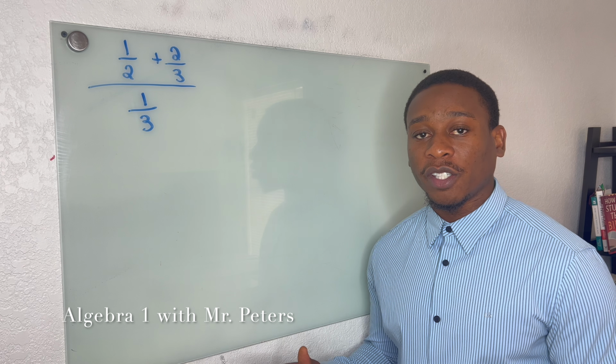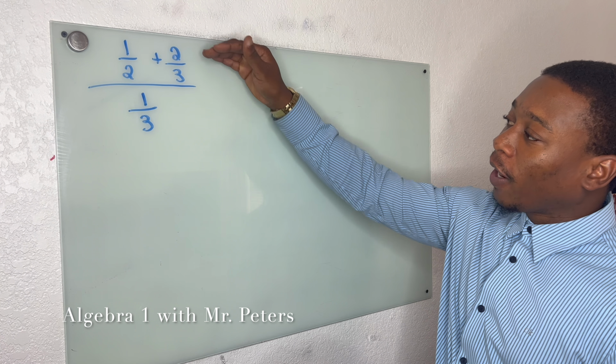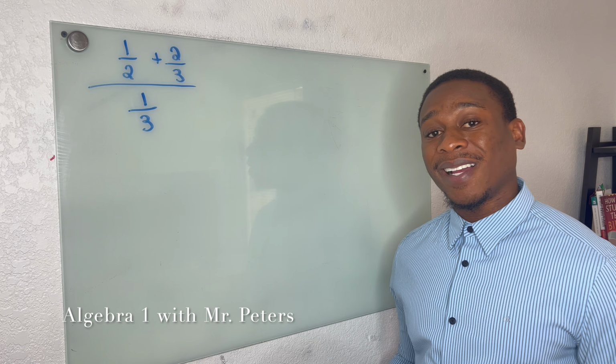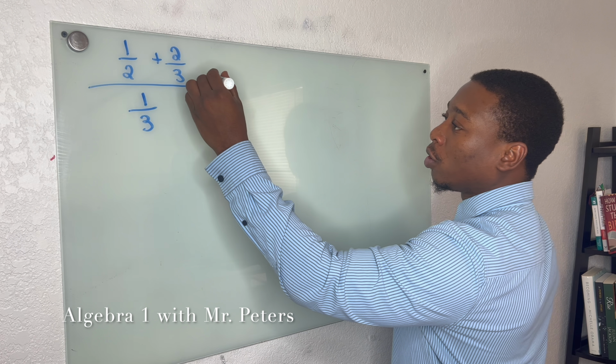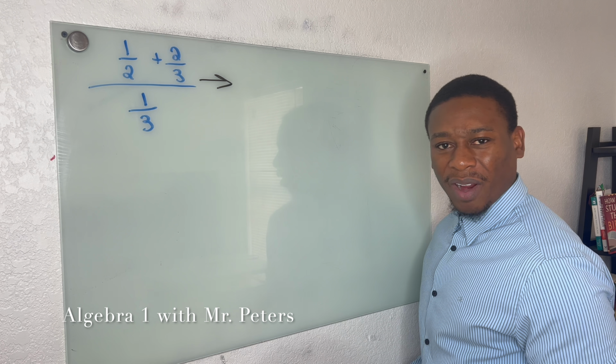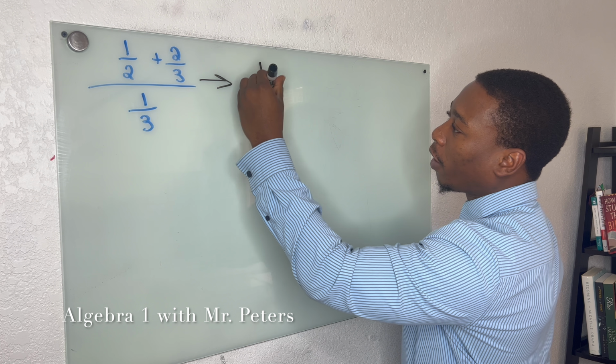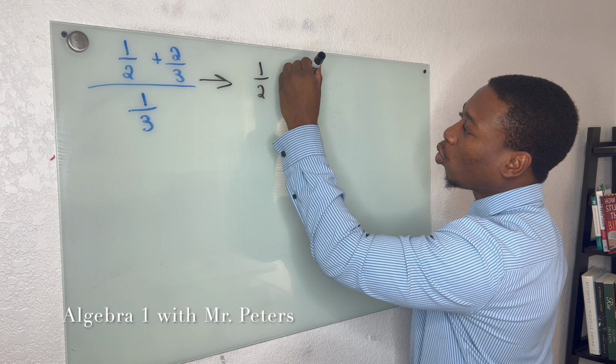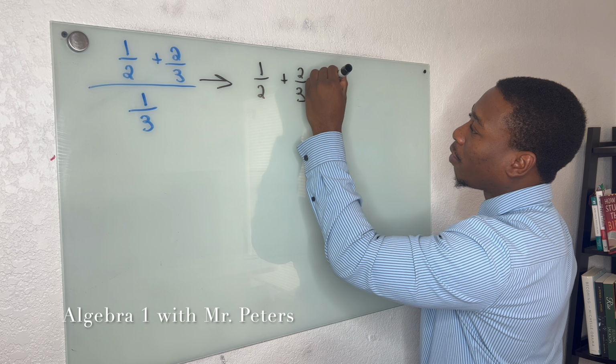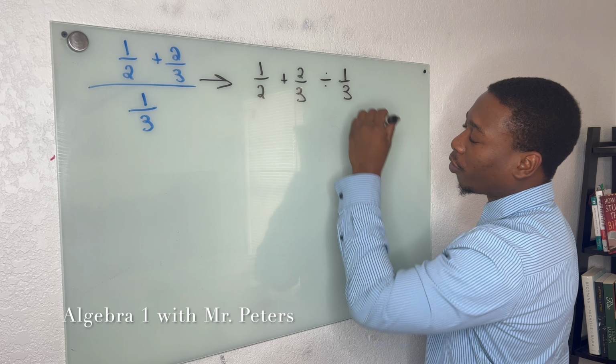So what that means is we're dividing a fraction by a fraction, and I'm going to show you guys how to do that. So the first thing we want to do, guys, is rewrite the problem so that we can see it better. So we have 1/2 plus 2/3 divided by 1/3.